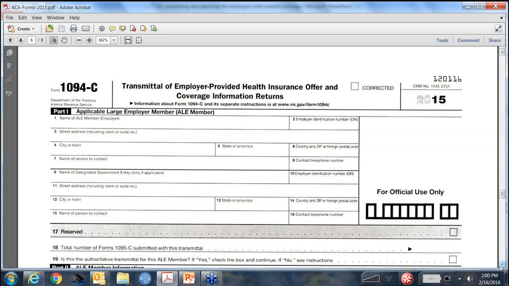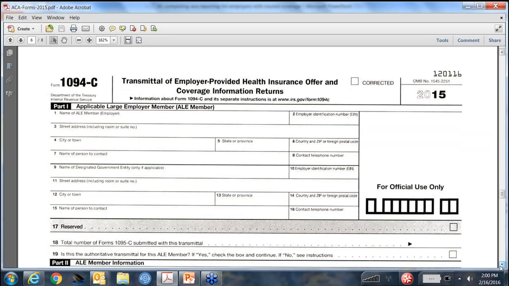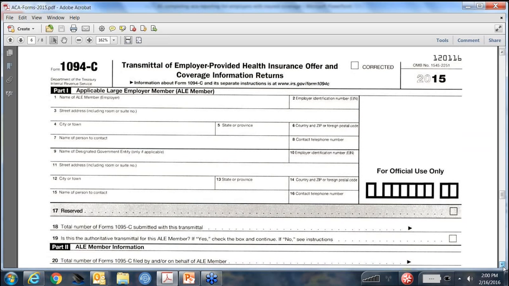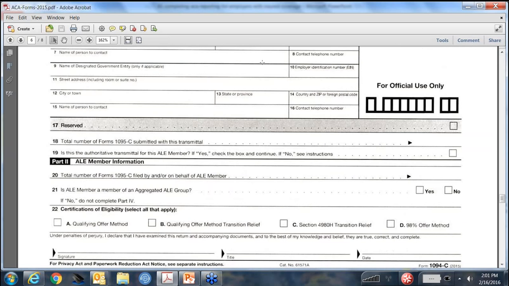Okay, lines 1 through 8 would be the name of the ALE member. So each division would indicate what their name is. Lines 9 through 16, you don't complete, it doesn't apply. It only applies to governmental units. And then dropping down to line 18, you put the total number of 1095-Cs submitted with this transmittal. So if as an individual member of the control group you're filing 65 1095-Cs, you put 65 there.